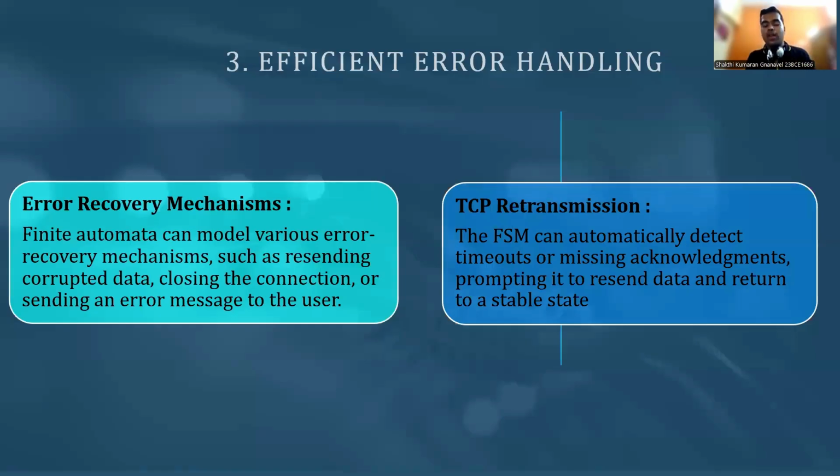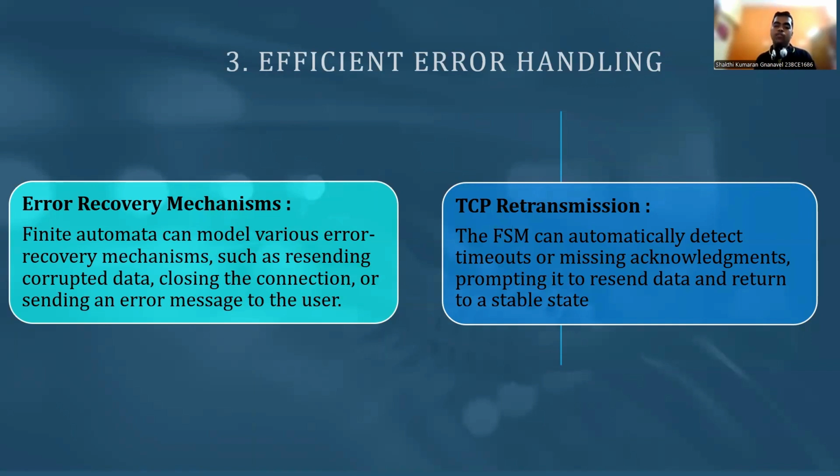Moving on, we have efficient error handling. Network protocols use FSMs to manage errors such as packet loss or corruption that occur during data transmission. So there are two such recovery mechanisms: error recovery mechanism and TCP retransmission. In error recovery mechanisms, FAs can model various error recovery mechanisms such as resending corrupted data, closing the connection, or sending an error message to the user. For instance, if an FTP server detects a data transfer failure, the FSM can move the protocol to an error handling state where it either retries or terminates the transfer gracefully.